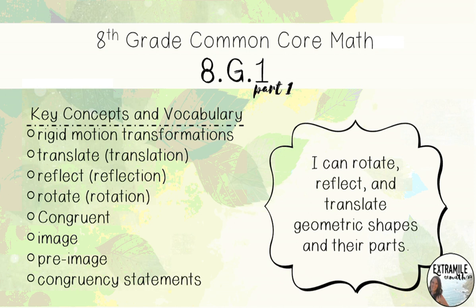In this video lesson, we're going to be doing the first part of 8th grade geometry standard number 1, or 8.G.1. Our learning target is I can rotate, reflect, and translate geometric shapes and their parts. We've got quite a bit of vocabulary, so remember the best thing about a video lesson is you can pause at any point so that you can write down information you see on the screen. Make sure you've got all of your definitions written down.